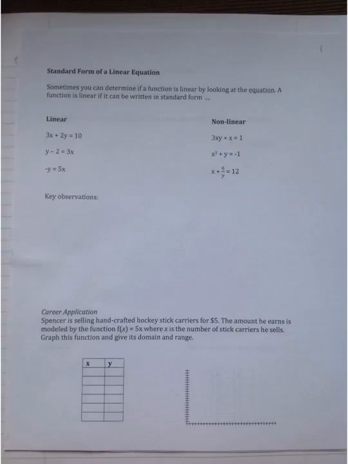Another way that you can determine a linear function is if it is written in standard form. So standard form is if it's written in ax plus by equals c. If it can be written in this form, it doesn't have to be in that form right away, but if it can be written in that form, then it's going to be linear. So taking a look on the left-hand side, here are some examples. 3x plus 2y is 10. And if you notice, the a is the coefficient of 3, there's your x, the b is the coefficient of 2, there's your y, and the c is the constant. That is in standard form.